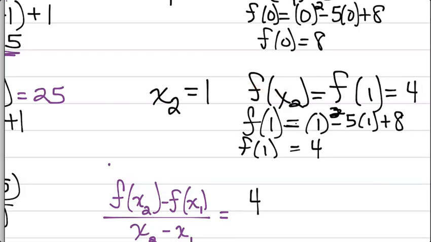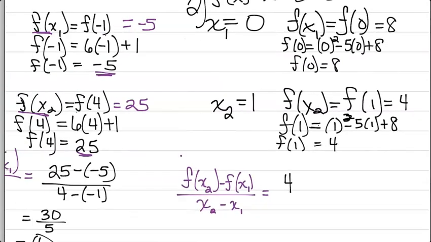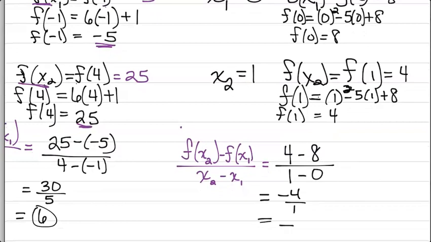Now I need to subtract my f of x1. And up here at the top, we did our f of x1. We went with the 0 for x1. So f of 0 is 8, so our f of x1 is 8. So we end up with 4 minus 8. In the denominator, we subtract the two x's. x2 is 1, x1 is 0, so 1 minus 0. Now I can clean up. 4 minus 8 is negative 4. In that denominator, I have a 1. Negative 4 over 1 cleans up to a negative 4.